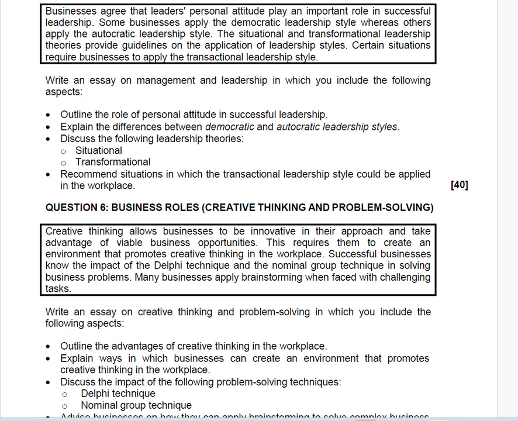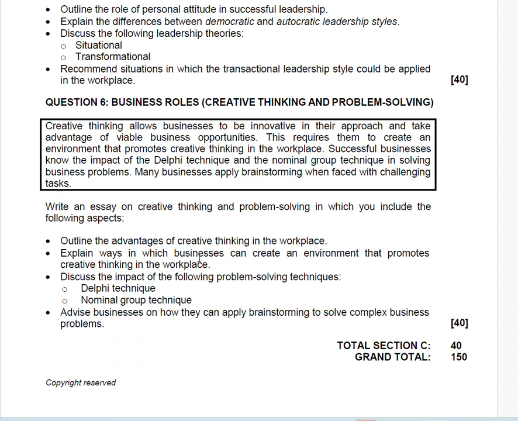Successful businesses know the impact of the Delphi technique and the nominal group technique in solving business problems. Many businesses apply brainstorming when faced with challenging tasks. Write an essay on creative thinking and problem solving in which you include the following aspects.